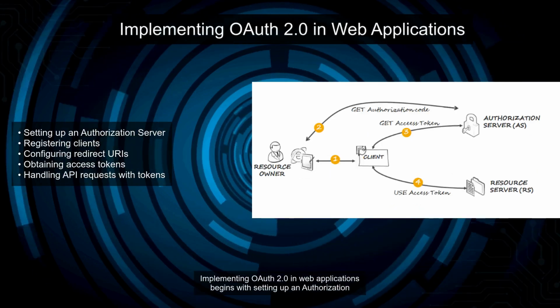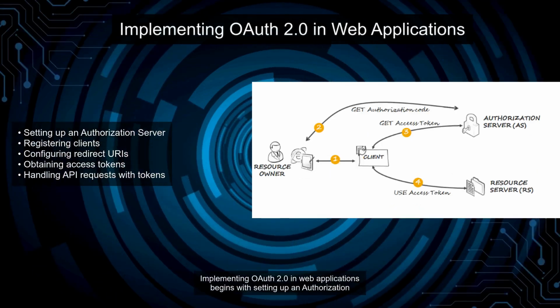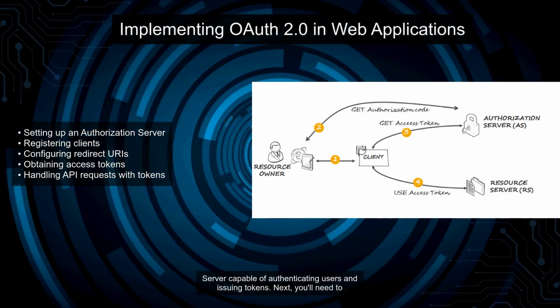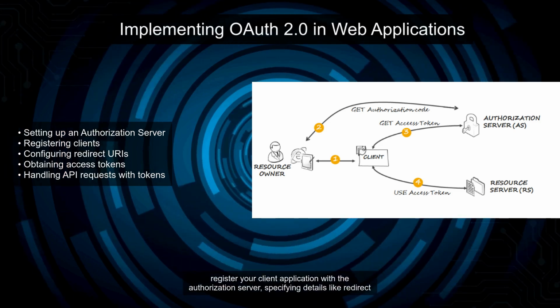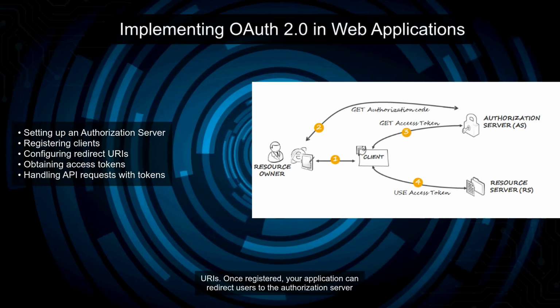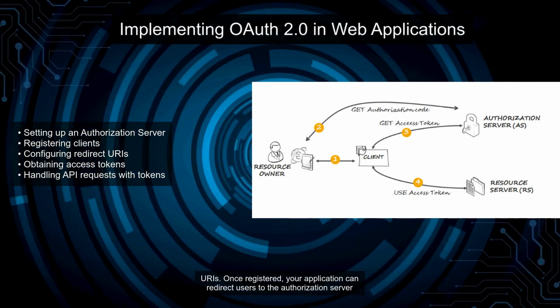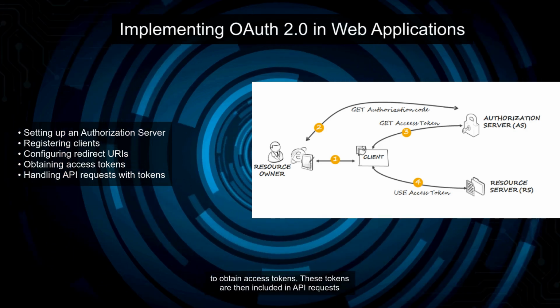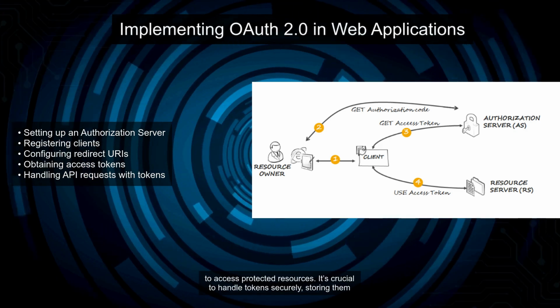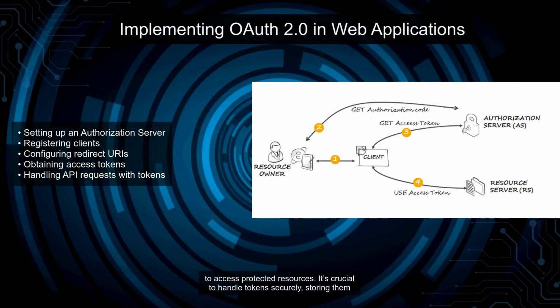Implementing OAuth 2.0 in web applications begins with setting up an authorization server capable of authenticating users and issuing tokens. Next, you'll need to register your client application with the authorization server, specifying details like redirect URIs. Once registered, your application can redirect users to the authorization server to obtain access tokens. These tokens are then included in API requests to access protected resources.